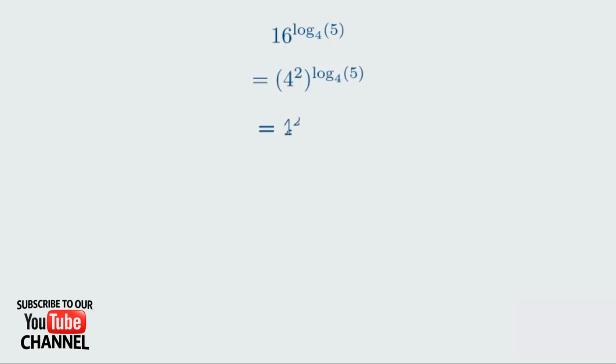We have 16 to the power of log base 4 of 5. We can write 16 as 4 squared. Using the power rule, this is 4 to the power of 2 times log base 4 of 5. And using the logarithm power rule, the 2 comes inside as an exponent, giving us 4 to the power of log base 4 of 5, squared. Now, this has the form x to the log base x of y, which simplifies to y. So the expression is 5 squared, which is 25.